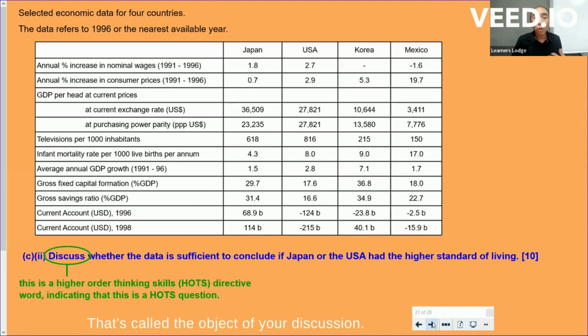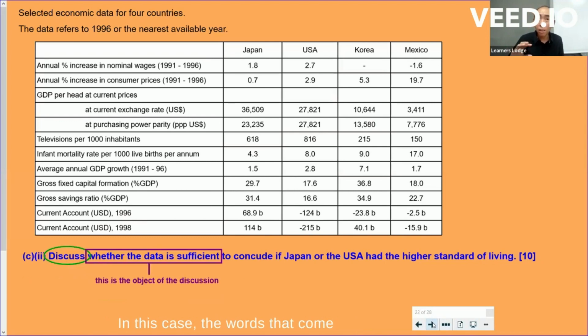That's called the object of your discussion. In this case, the words that come right after the word discuss. Discuss what? Whether the data is sufficient, right? This is the object of the discussion. So in your final answer to this question, you're supposed to conclude, is the data sufficient or not sufficient? And if it's sufficient, to what degree? To a high degree of sufficiency or maybe barely sufficient perhaps, right? So the discussion involves yes versus no, and then to what extent as well.